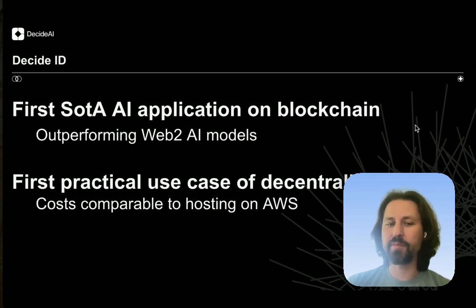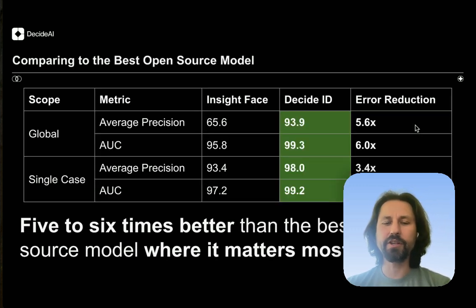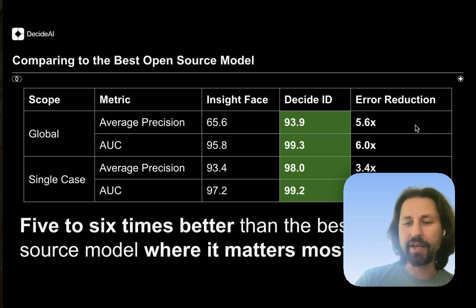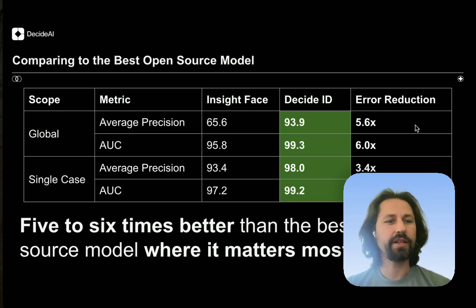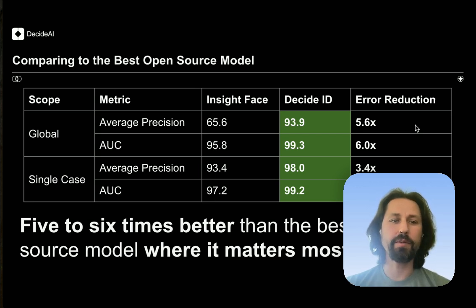And let's start with the model performance. So if we're comparing to the best available open source model, coming from the renowned facial embedding model from InsightFace, we can improve over them by 600% where it matters the most. So in order to break down these numbers, let's talk about what global scope is, what single case scope is, and what average precision and AUC are.